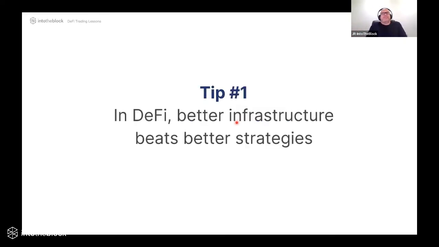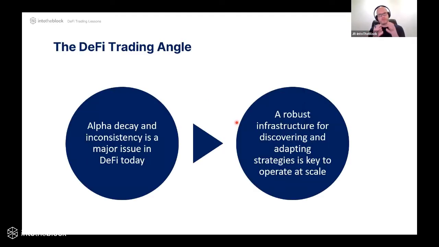This is something I repeat a lot, and it seems dumb, but it really is not. In DeFi today, infrastructure beats strategies. It's very easy to be attracted to the returns produced by a strategy. But in DeFi today, strategies have a massive alpha decay. You can have a strategy that is returning 20%, and there's a governance proposal that changes that.